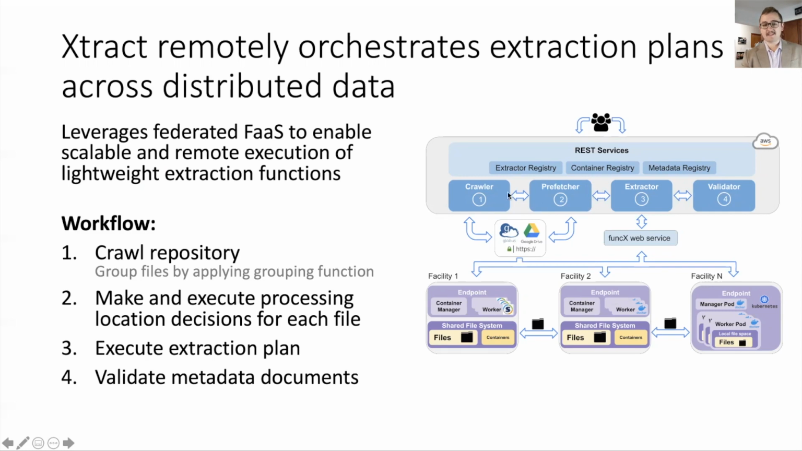And then what happens is you have to make some sort of decision about where data should be processed. As we mentioned before, you don't want to necessarily move all your data to a centralized resource, but you might want to move them along the edge. And so we have this prefetcher that puts files into these blocks and moves the blocks between the compute facilities. Then Xtract executes the extractor plan.